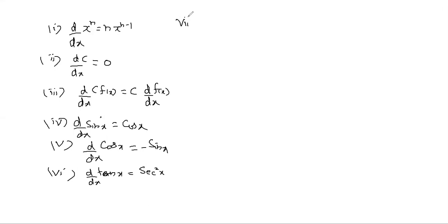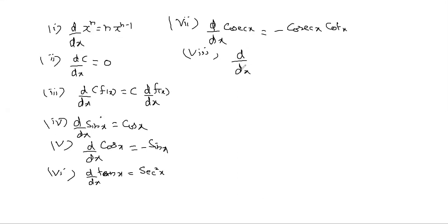Then just take a screenshot of this one. In the next class we will use these formulas. d by dx of cosec x is equal to minus cosec x cot x. d by dx of sec x will be equal to sec x tan x.